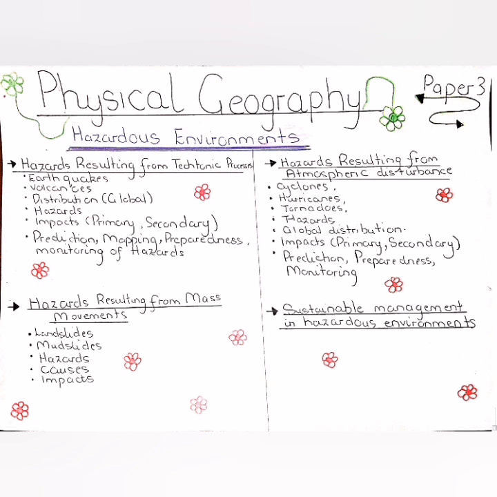Under hazards resulting from atmospheric disturbances, we're going to look at cyclones, which are also known as hurricanes or typhoons, depending on which part of the world one is. We're also going to look at tornadoes, the hazards, the global distribution, the impacts, both primary and secondary, and also going to look at prediction, preparedness, and monitoring. Then finally, we're going to look at the sustainable management in hazardous environments.